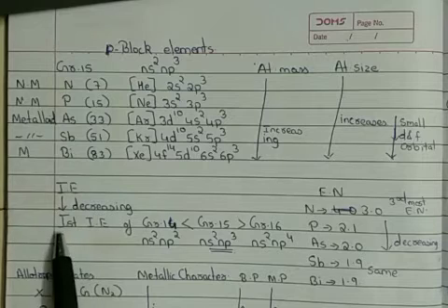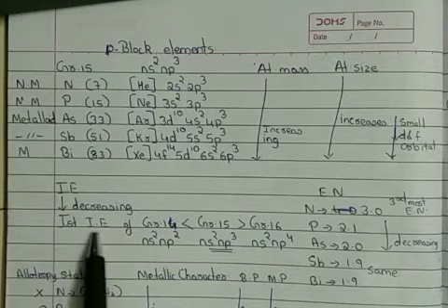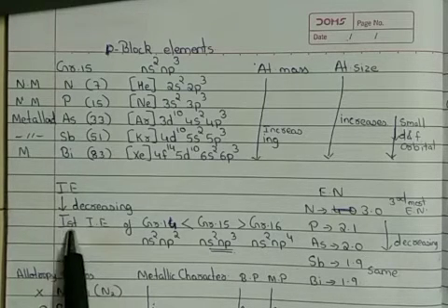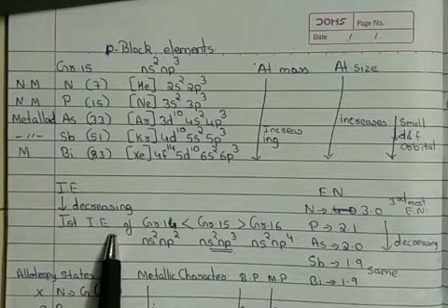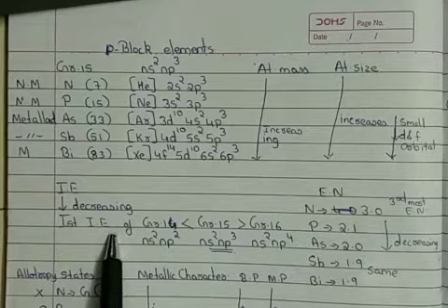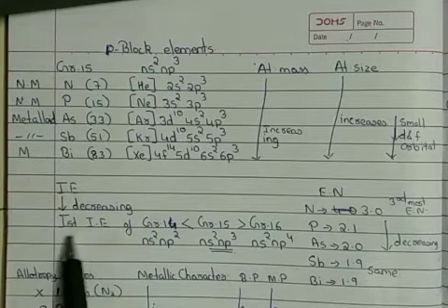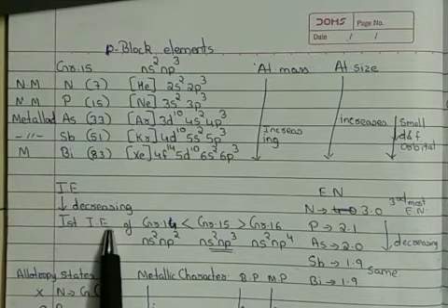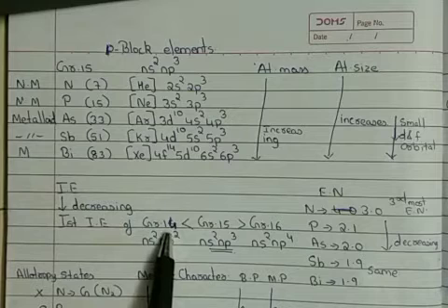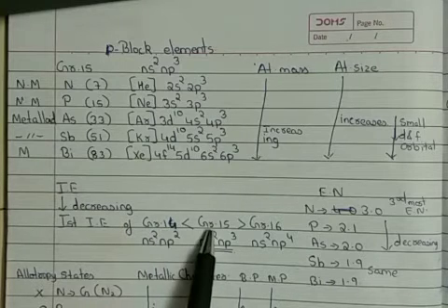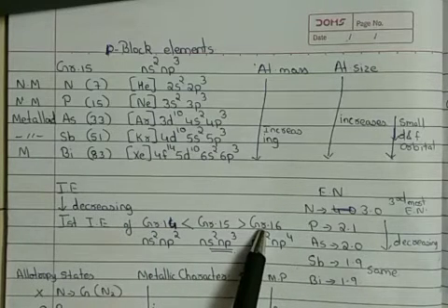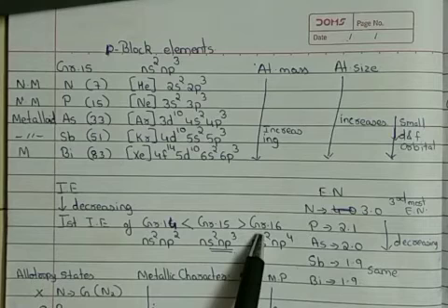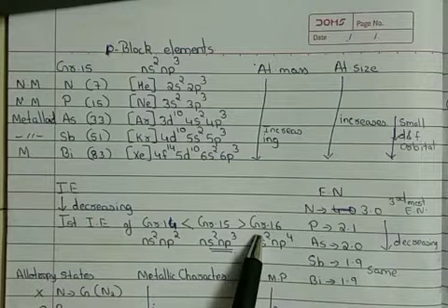Secondly, let us compare the first ionization enthalpy. What is meant by first ionization enthalpy? When we are removing the first electron from a neutral gaseous atom, the energy required at that time is called first ionization enthalpy. So suppose we compare the first ionization enthalpy of three groups, that is group 14, group 15 and group 16. Then what will be the order of their energy levels?